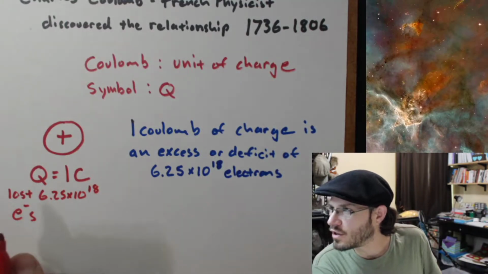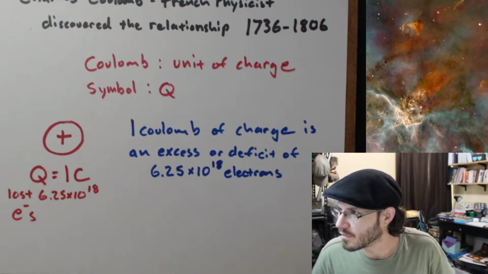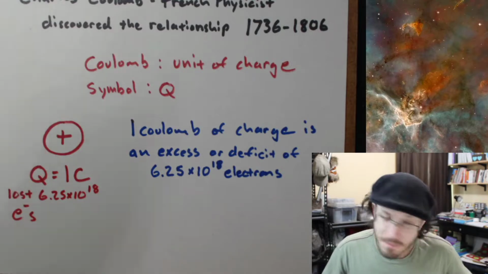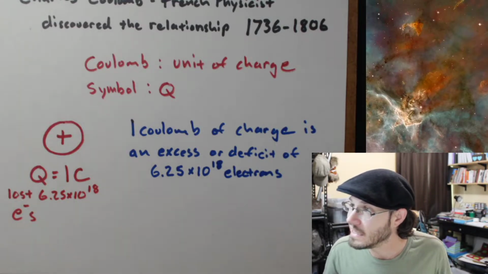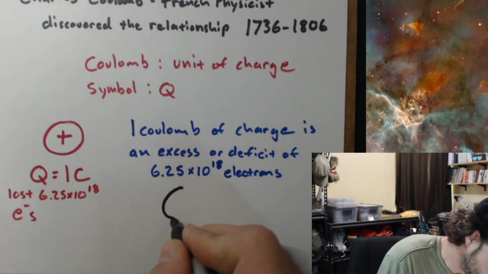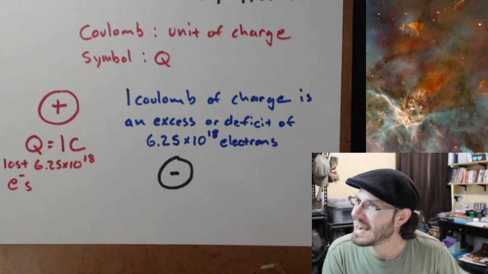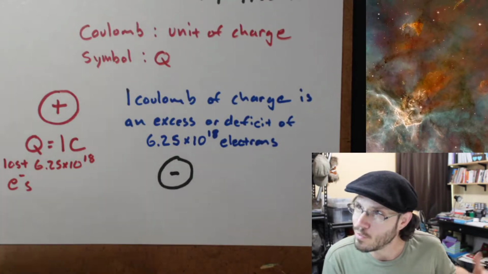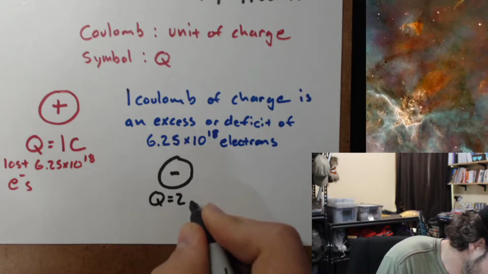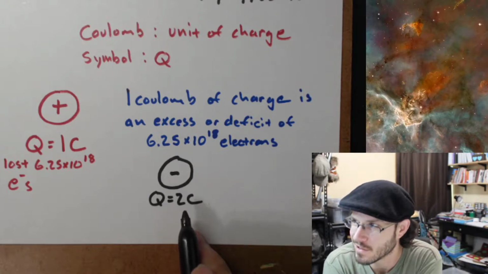That's my abbreviation for electrons, e minus, because they're responsible for giving a negative charge. Okay, and the same thing if we were to have a net negative body. Let's say this guy is negative, but let's say now that he's got a charge of 2C. Well, what happened? Well, he gained some electrons, okay?